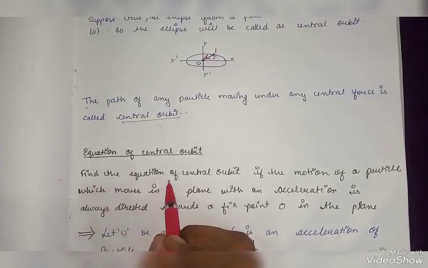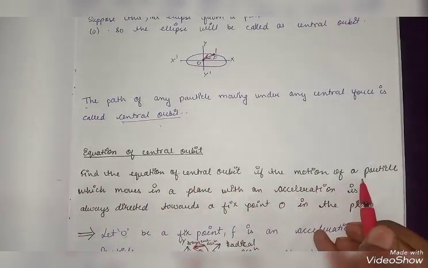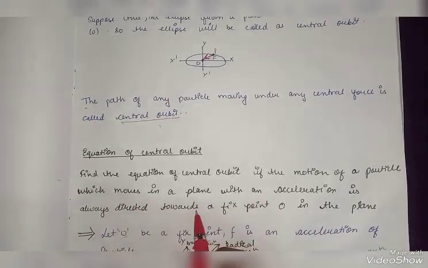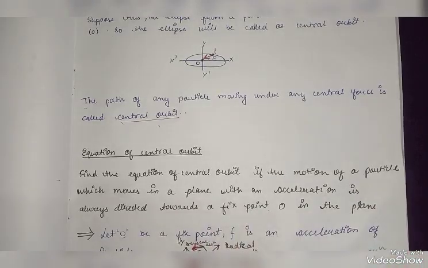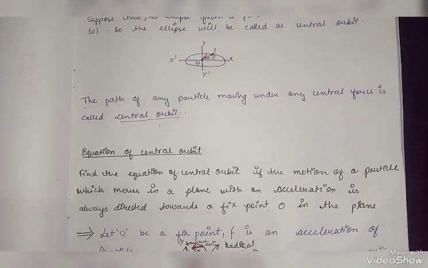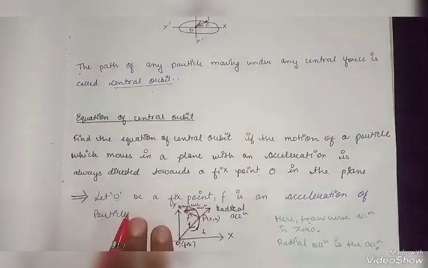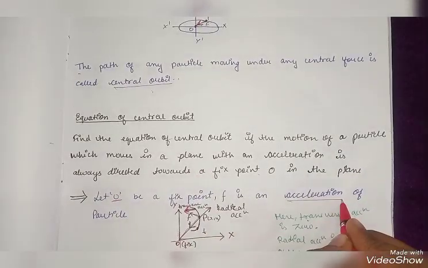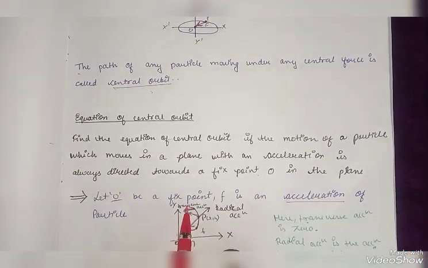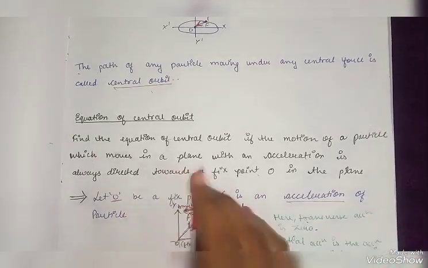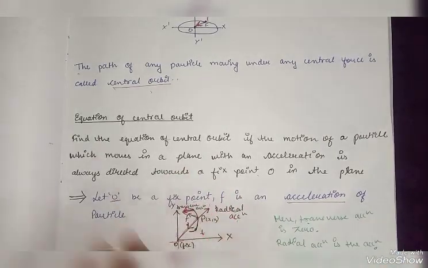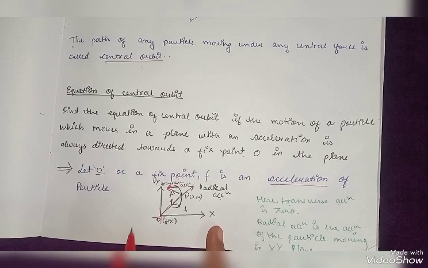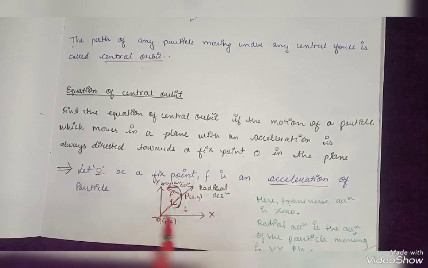Find the equation of central orbit if the motion of a particle which moves in a plane with an acceleration is always directed toward a fixed point O in the plane. To find the equation of the central orbit, we'll consider O to be the fixed point, and F is the acceleration of the particle. The acceleration of the particle can be of two types, the transverse acceleration and the radial acceleration. In this case, the transverse acceleration is 0, and the radial acceleration is the acceleration of the particle moving in the xy plane.